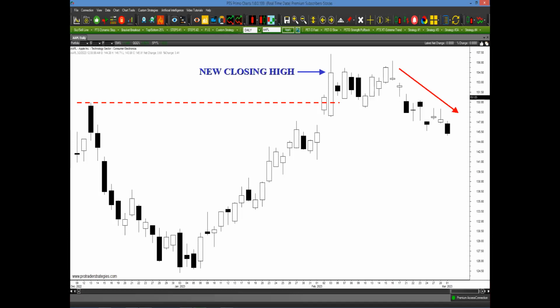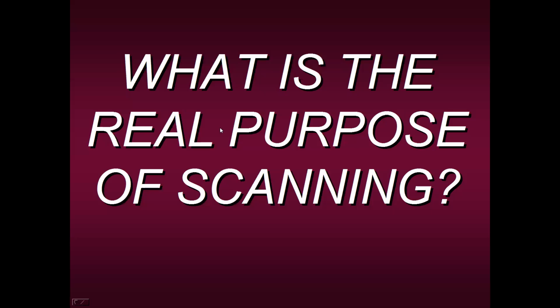So you jump in and buy, and then we all know what happened here, right? It didn't go any further. In fact, you're losing money now, had you bought either on this day or the previous day. So there's really no edge here. I know conventionally it's supposed to be positive, but it really isn't. So what is the real purpose of scanning then?